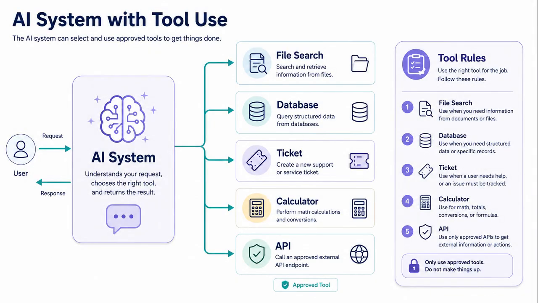Now let's look at tool context. Tool context tells the AI what actions are available. The AI may be able to search files. It may query a database. It may create a ticket. It may run a calculation. It may call an approved API. Tool context also includes when and how tools should be used. This is essential for AI agents.